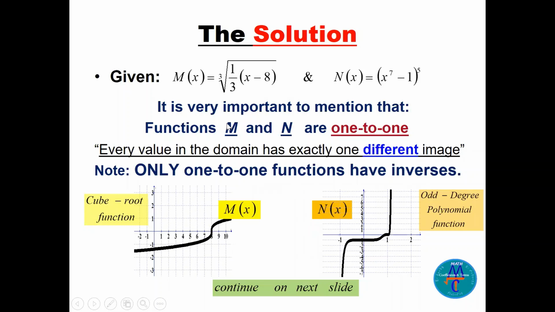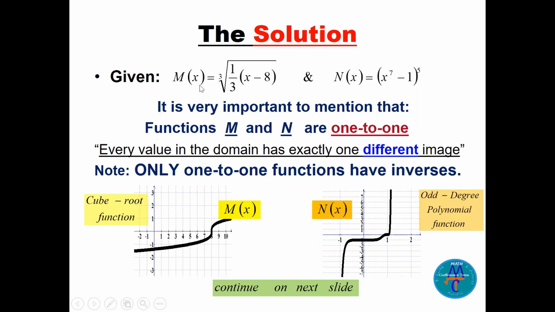First, we have to mention that these functions m of x and n of x are 1-to-1, which means every value in the domain has exactly one different image, one y value, because only 1-to-1 functions have inverses. If the function is not 1-to-1, then the inverse does not exist.